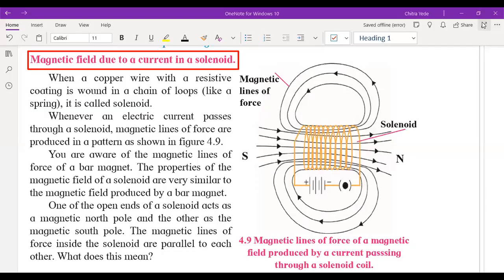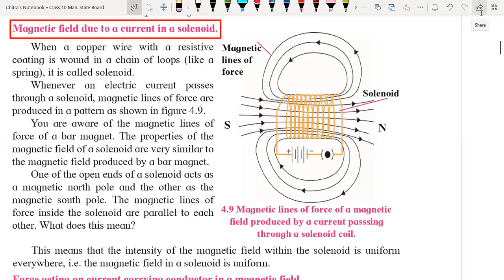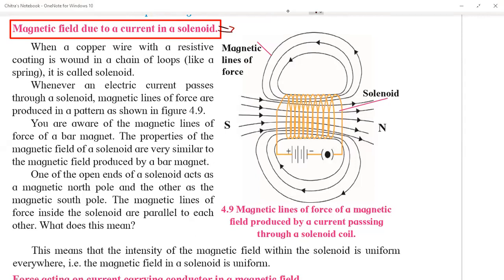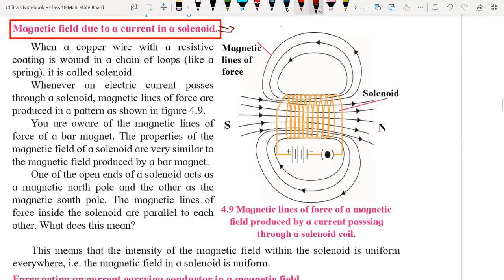What else? Okay. Now we will understand the magnetic field due to current flowing in a solenoid. First we have to understand what a solenoid is. A solenoid is nothing but n number of turns of insulated copper wire wound in the form of a coil. So I'm writing the definition of solenoid over here.